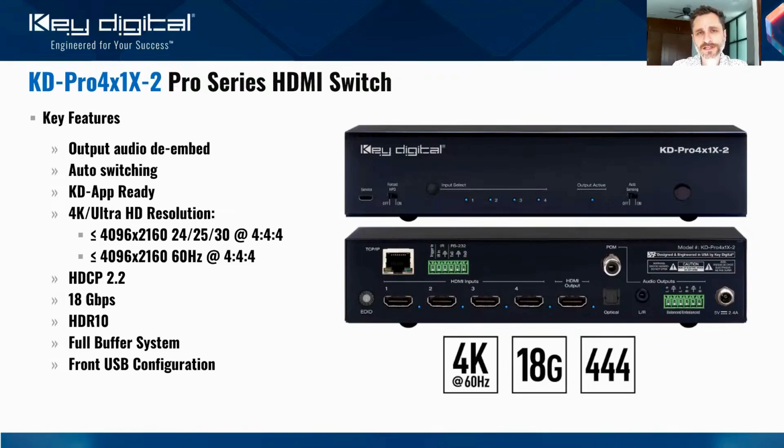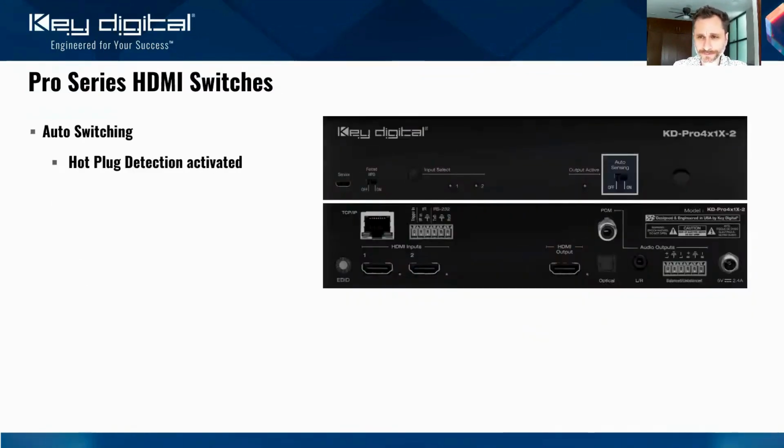Also, the Pro Series has IP controllability, so it can be integrated with our free KeyDigital app this way, and it even has a web UI as well. So all of that's only possible exclusively to the Pro Series because the Slim Series doesn't have IP control. However, we see some of these other features such as 4K resolution with 18 gigabit per second bandwidth support, HDCP 2.2, HDR10. These are common features shared, our full buffer system as well, shared with our Slim Series switch.